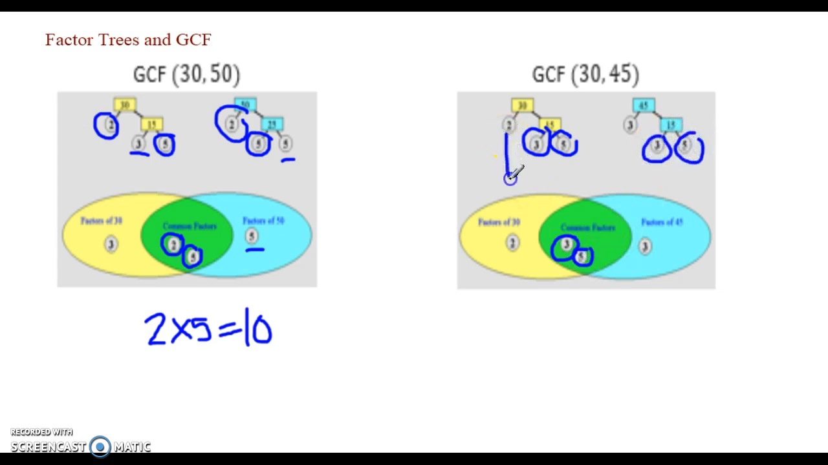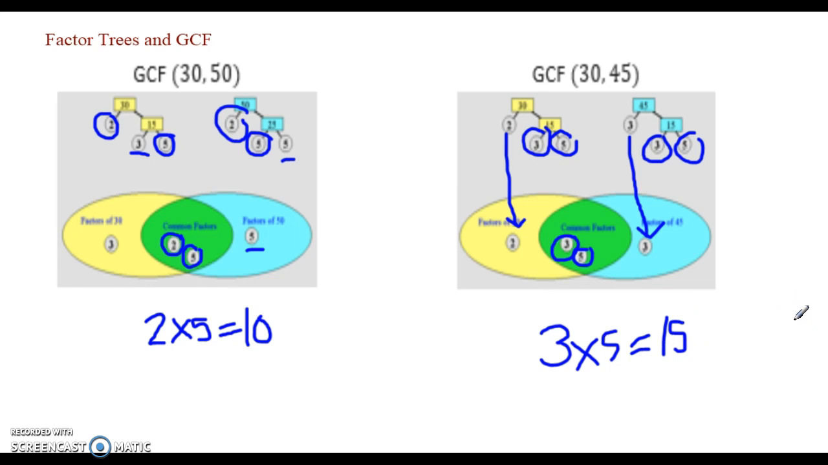So next, this 2 is a factor of 30 but does not have anything in common with 45. And this 3 is not in common. So I then take these two numbers, 3 times 5, and I get 15. So the GCF, or the greatest common factor, of 30 and 45 is 15.